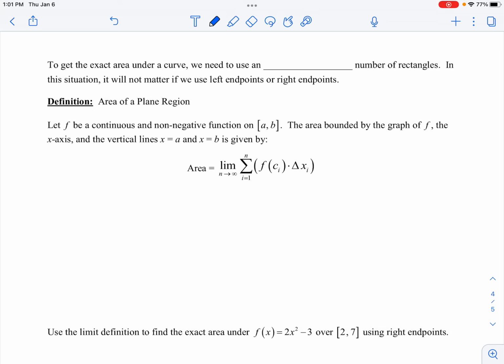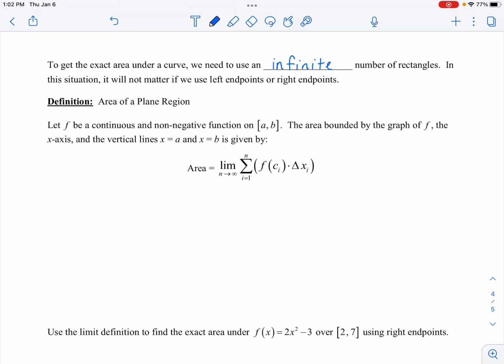To get the exact area under a curve, we need to use an infinite number of rectangles. So the only way to find an infinite number of something is to incorporate a limit. Because it's going to give us a precise area, it's not going to matter if we use the left endpoints or right endpoints. So we're typically going to use the right endpoints just so we can do the addition instead of the subtraction.